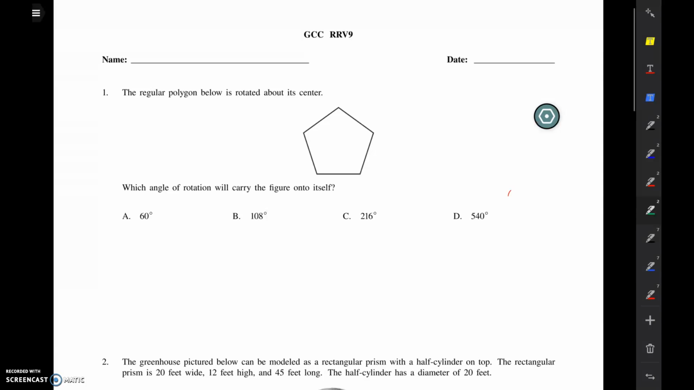Geometry Common Core, Regents Review, Video 9. The regular polygon below is rotated about its center. Which angle of rotation will carry the figure onto itself?